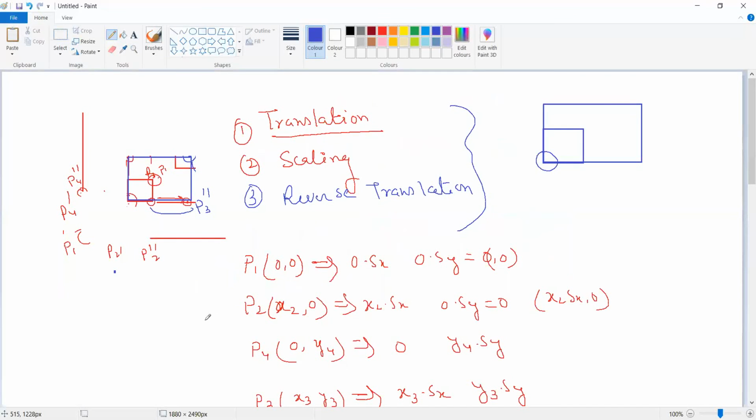You should be very careful about which type of scaling you want to perform, whether fixed point scaling or free scaling.